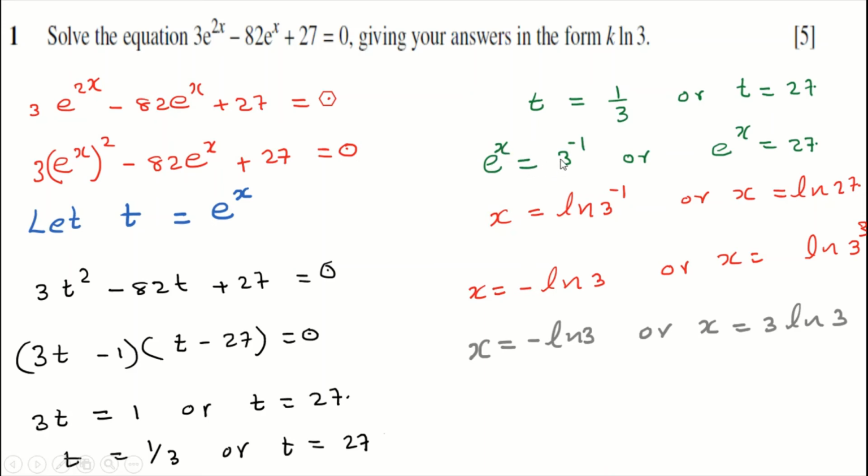e to the power x is equal to 3 to the power minus 1 or e to the power x is equal to 27. Then we can take logarithms here. x is equal to ln 3 to the power minus 1 or x is equal to ln 27. Now we need the final answer in terms of k ln 3. Therefore, I can take this minus 1 to the front as x equals minus ln 3, or x equals, I will write this 27 as 3 to the power 3, right? x equals ln 3 to the power 3. Again this power 3 could be taken to the front as x equals 3 ln 3. So the final answers are x equals minus ln 3 or x equals 3 ln 3. Both are in the required format.